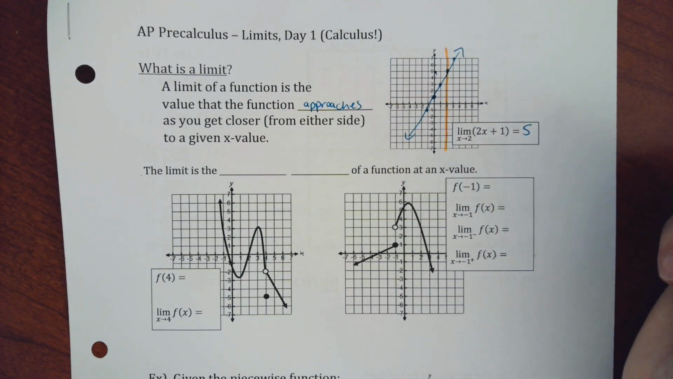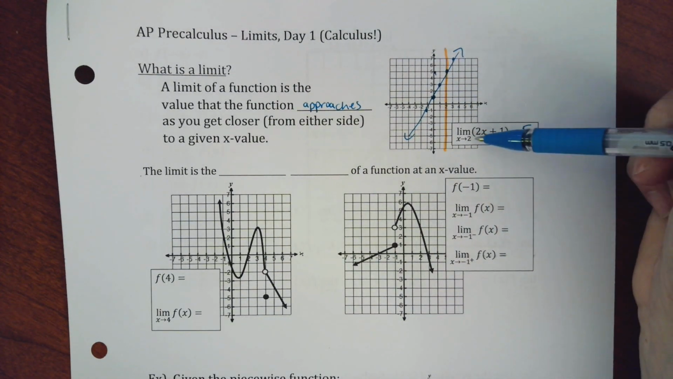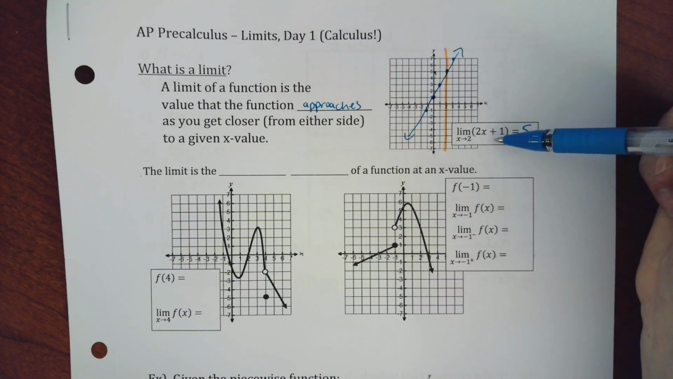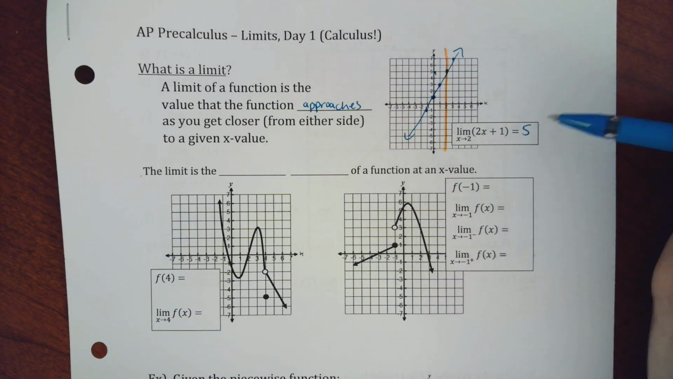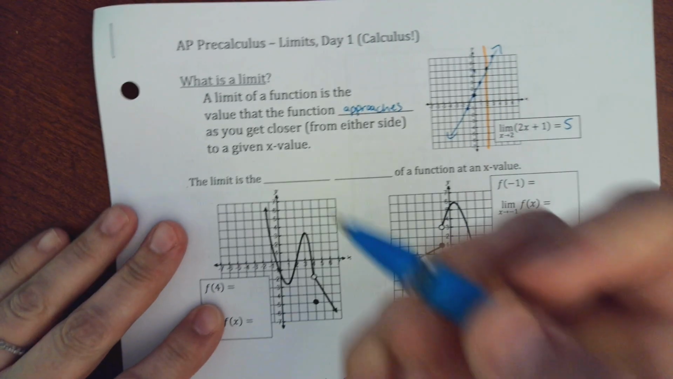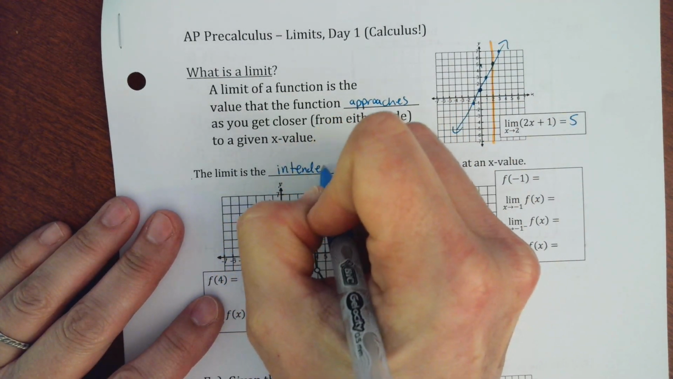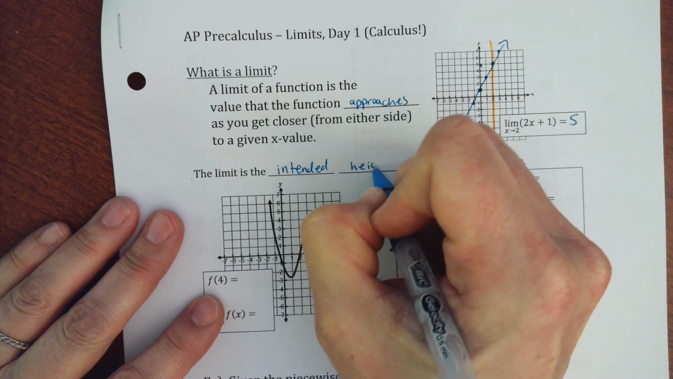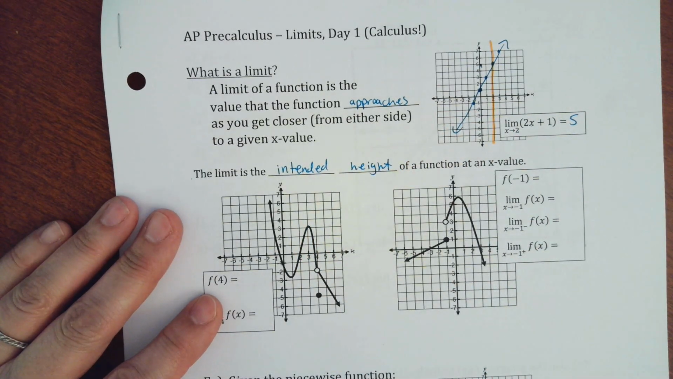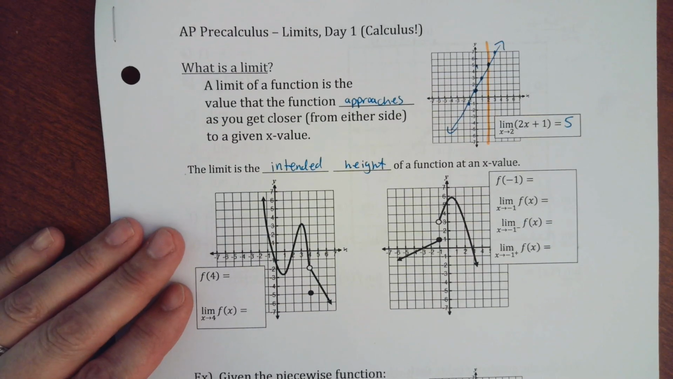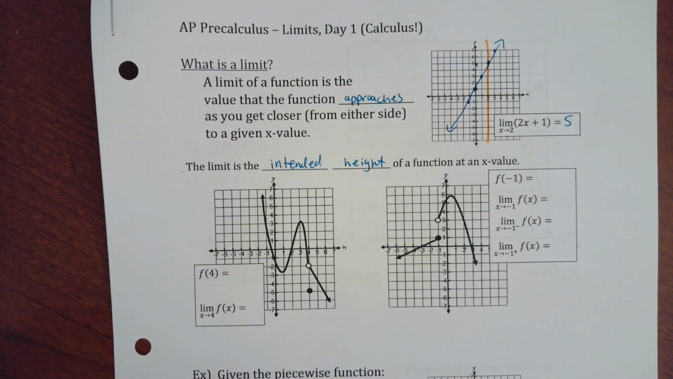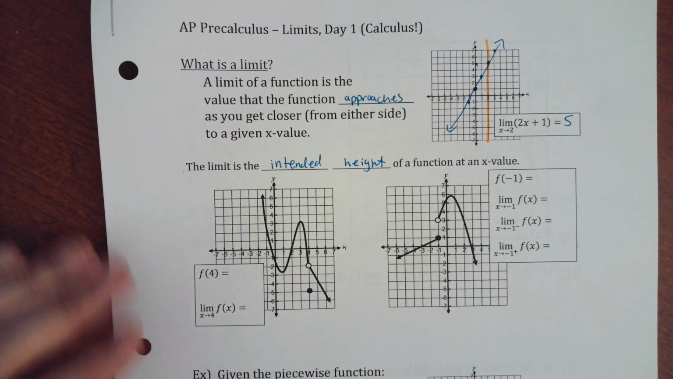Now in the simplest of cases, you can literally just plug 2 in here. It's just like an evaluation problem: 2 times 2 plus 1 is 5, right? So basically the limit is the intended height, the y value, of a function at a certain x value. Okay? So look, it's the intended height, it's not the actual answer all the time.